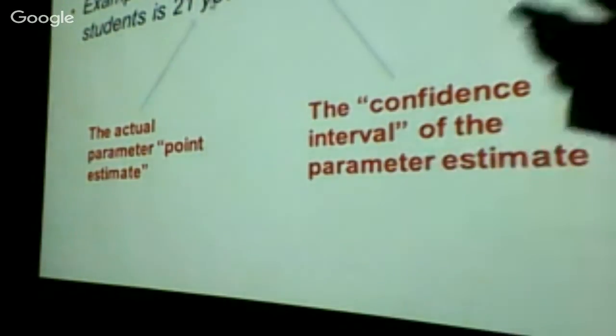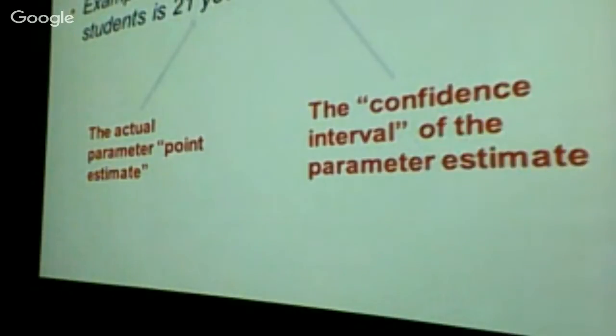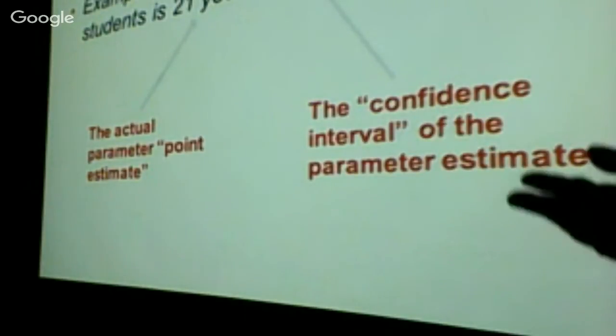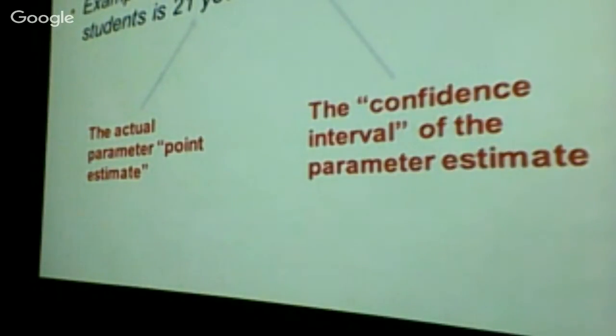So if I could do the same math on you guys, take all your average ages, calculate the standard deviation, and compute what this range is going to be, I can get your mean age as my estimate of the parameter, and this is how confident I am that your mean age truly represents the mean age of the university.